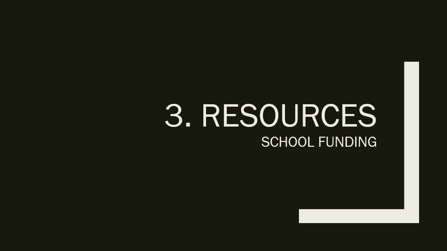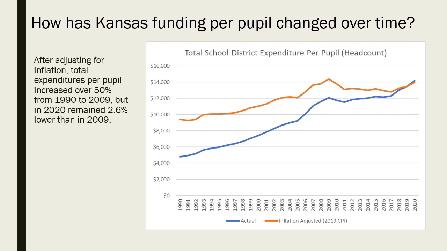In this final section of our three-part overview of public education in Kansas, we're going to turn to the subject of resources, which means school funding and how the school finance system works in Kansas. To begin with, let's look at total dollars provided for each pupil. In other words, all school district revenues and expenditures divided by the head count number of students in the system.